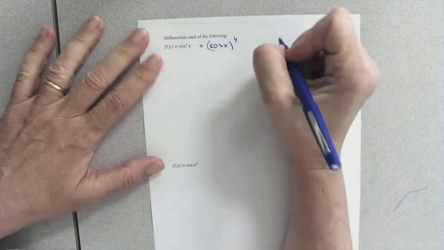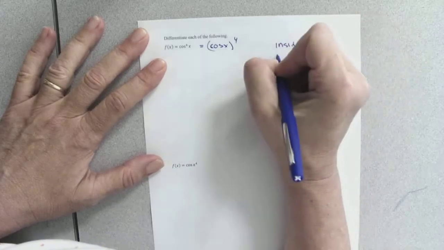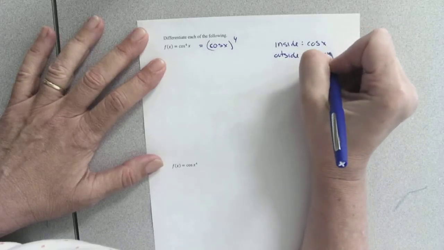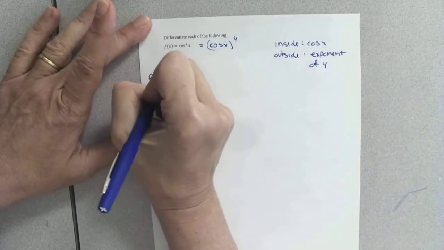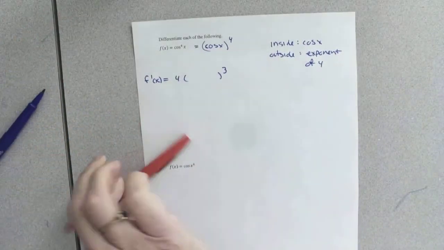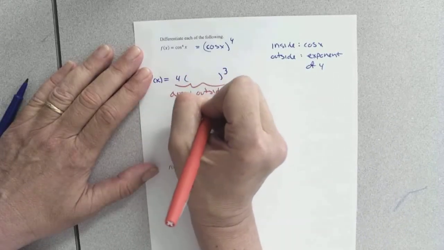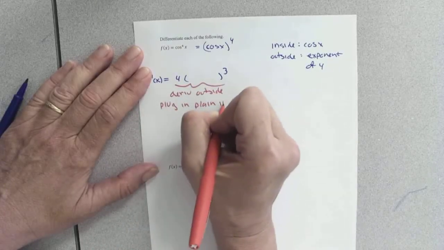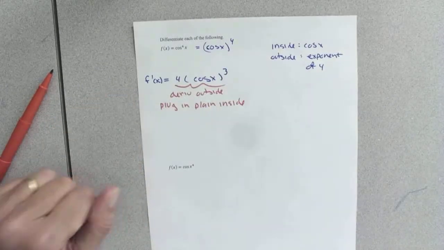Once I see it like this, I've got an inside function of cosine x and an outside function of an exponent of 4. So I start on the outside, multiply by that exponent, decrease the exponent by 1. So derivative of the outside, and then plug in the plain inside. So on the inside just goes my cosine.